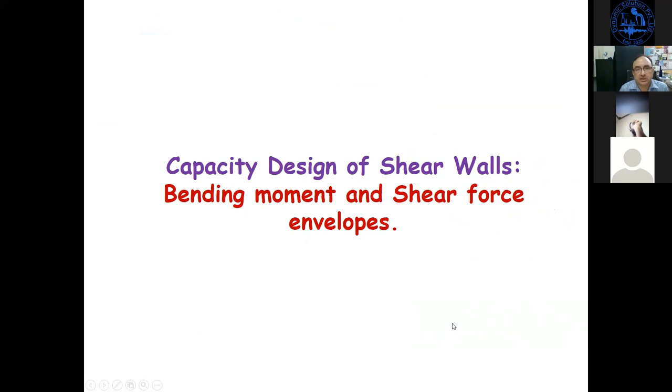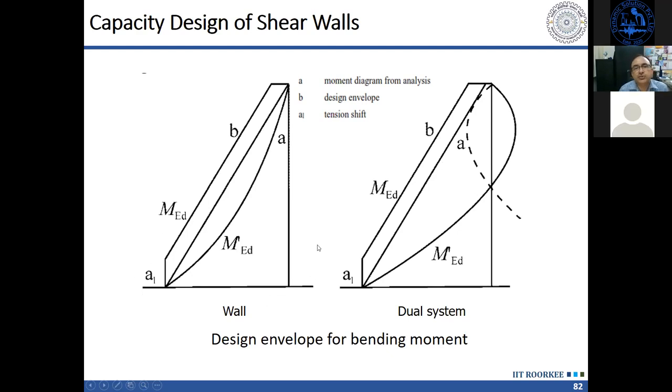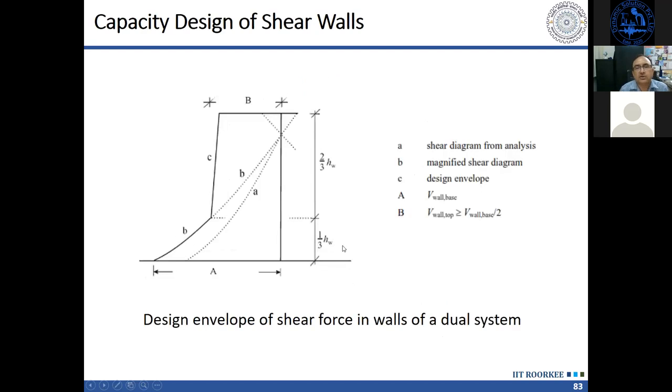Okay. Lastly, coming to the capacity design, which we have discussed earlier, this is the bending moment envelope. We draw a straight line envelope, then we enhance this. This is not available in our codes. So for this, we have to use either EC8 or ACI 318.